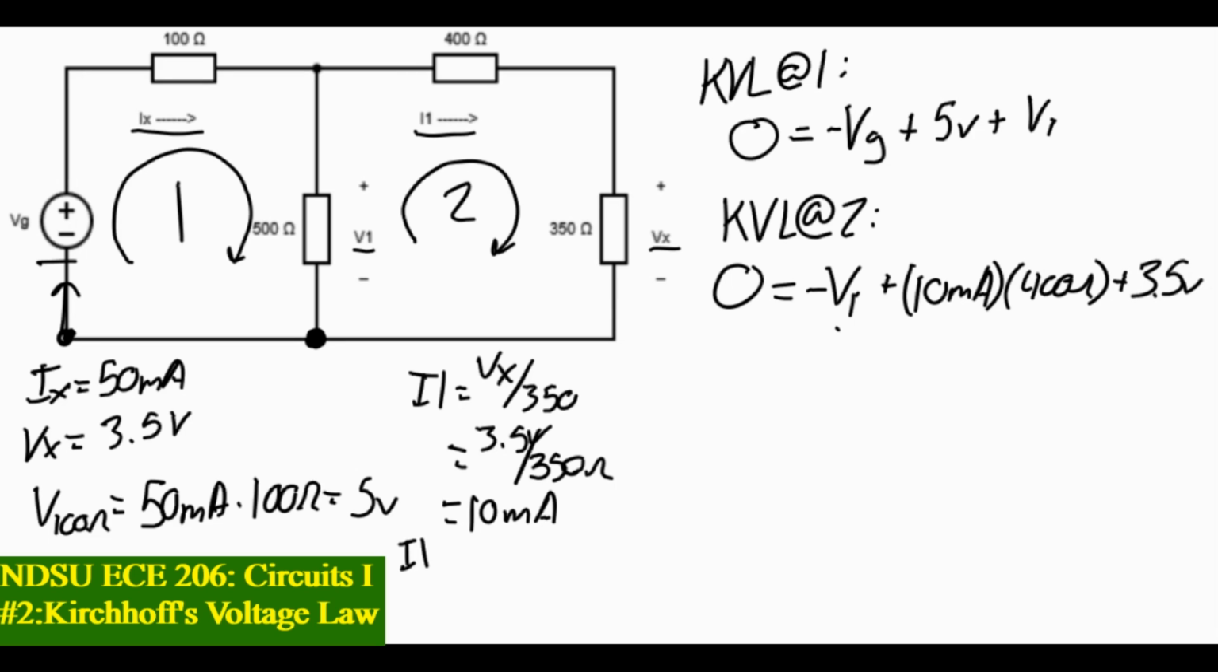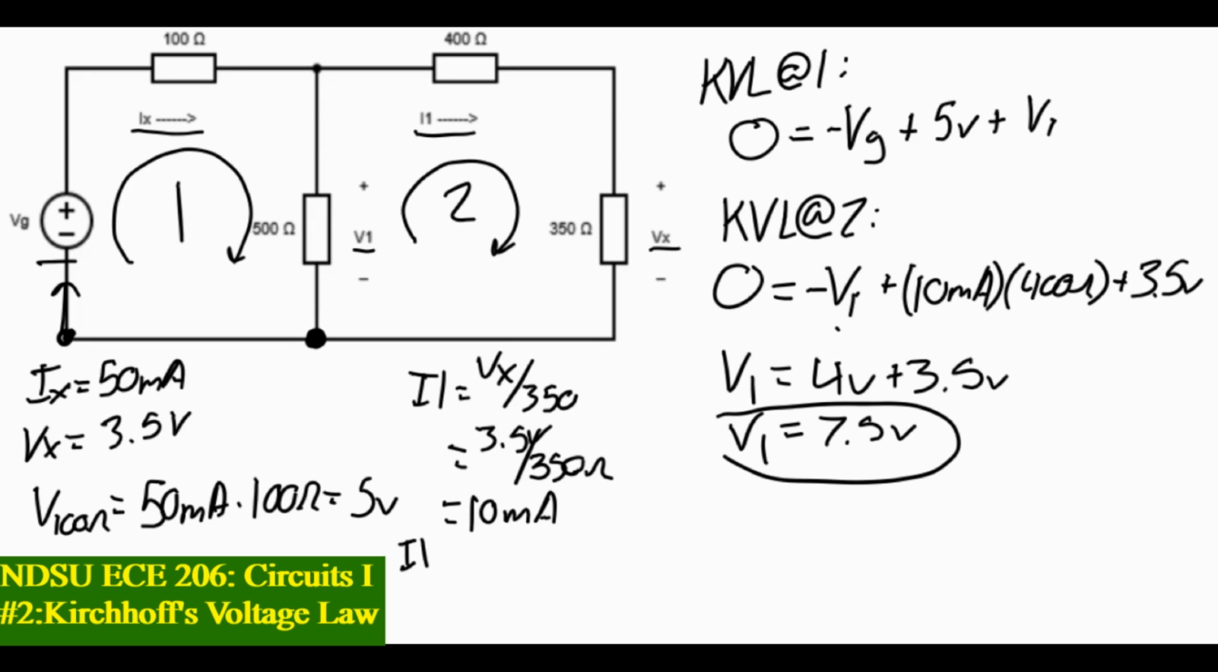Let's solve this equation, which has one unknown in it, for V1. V1 is going to be equal to 4 volts plus 3.5 volts. V1 is 7.5 volts. Okay, we have what V1 is now.